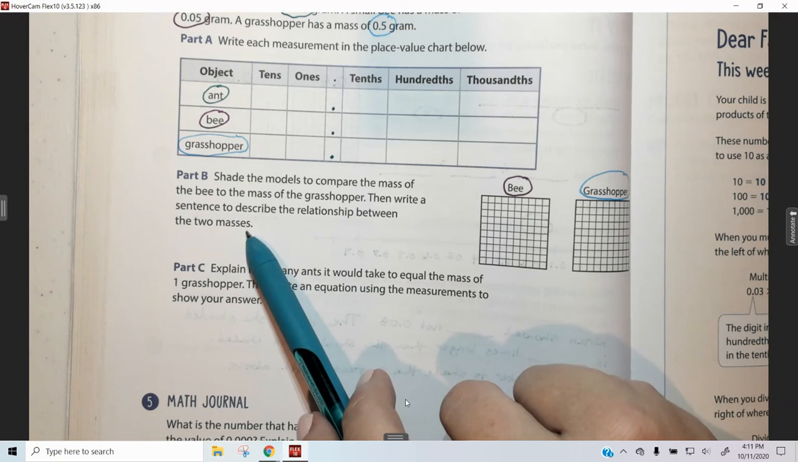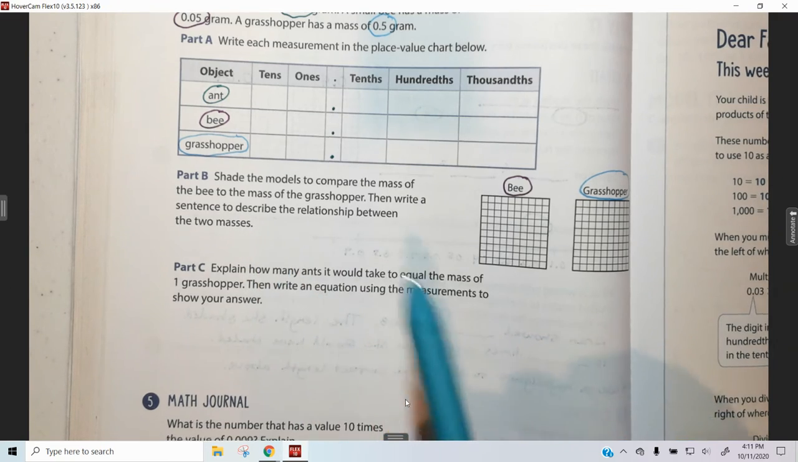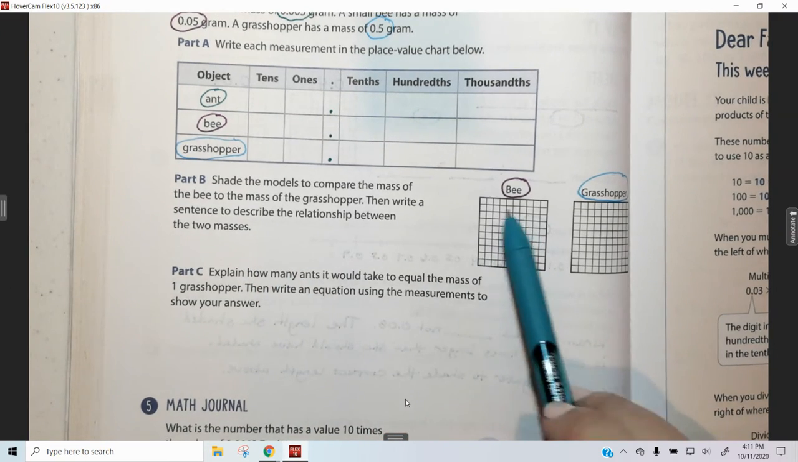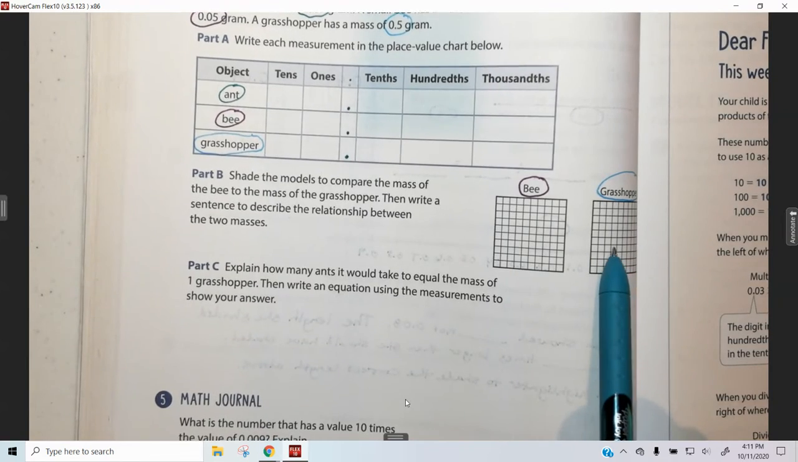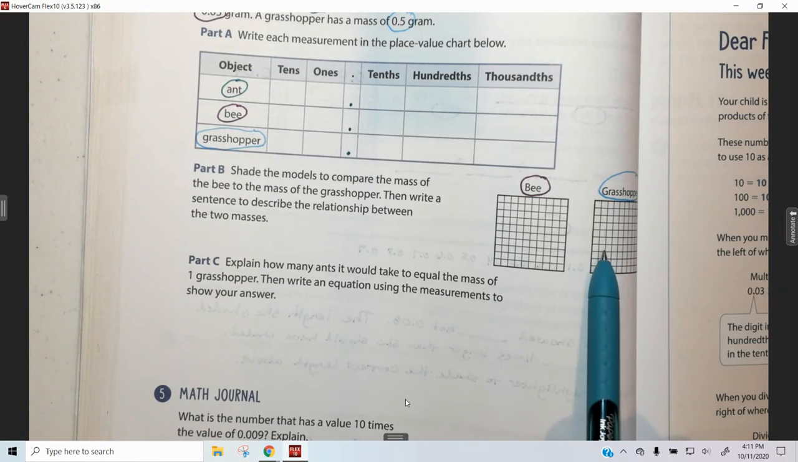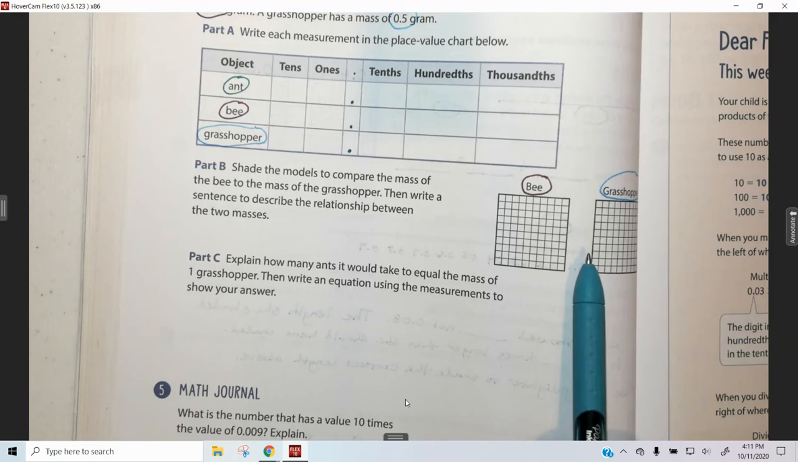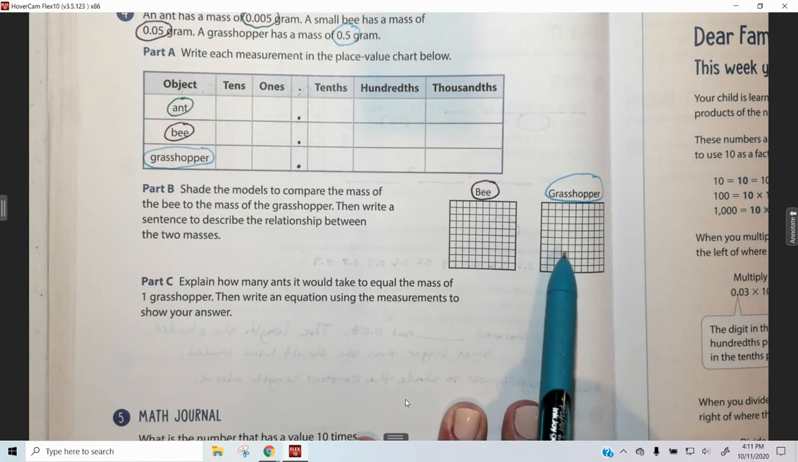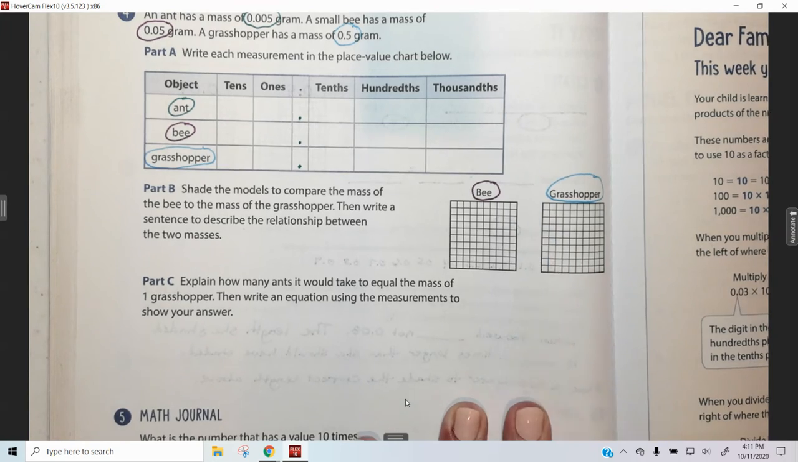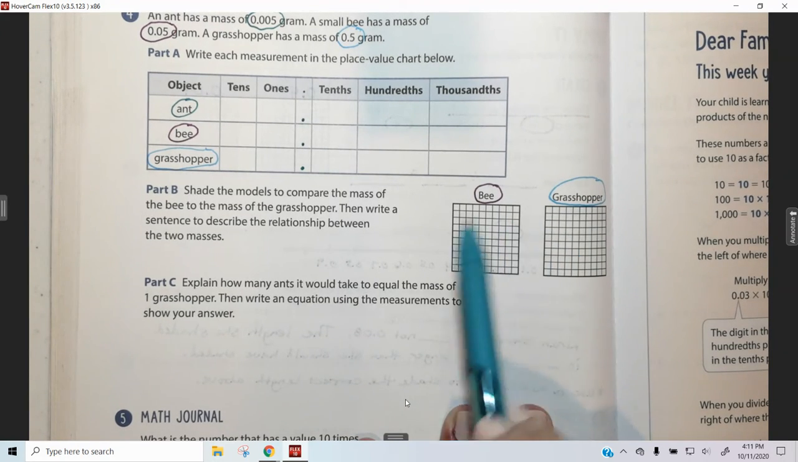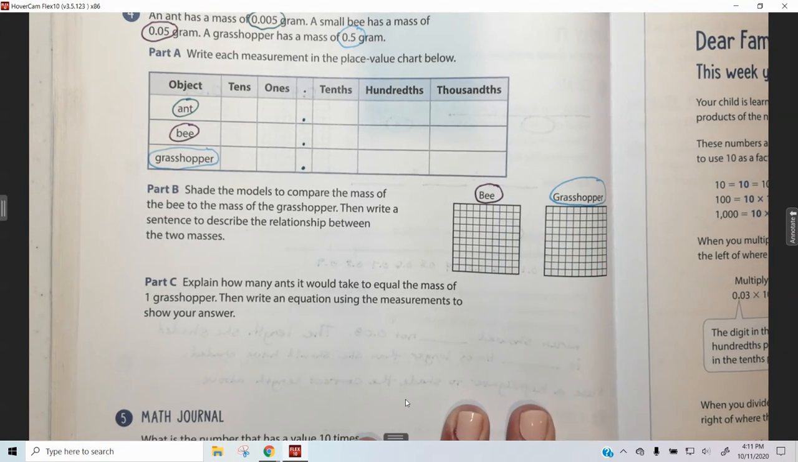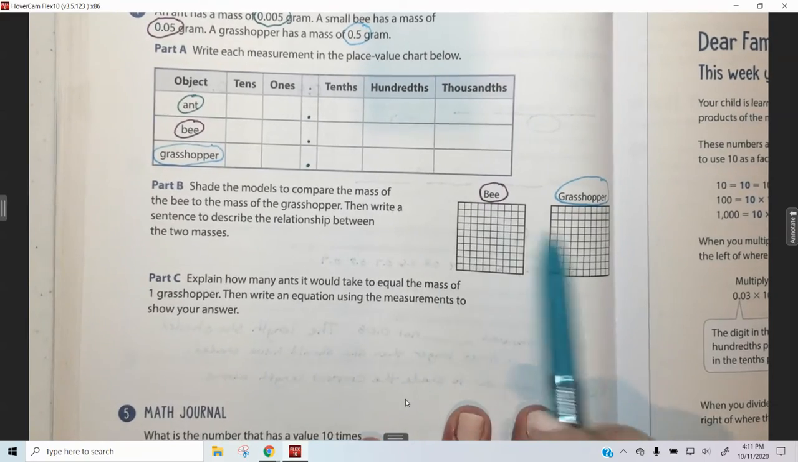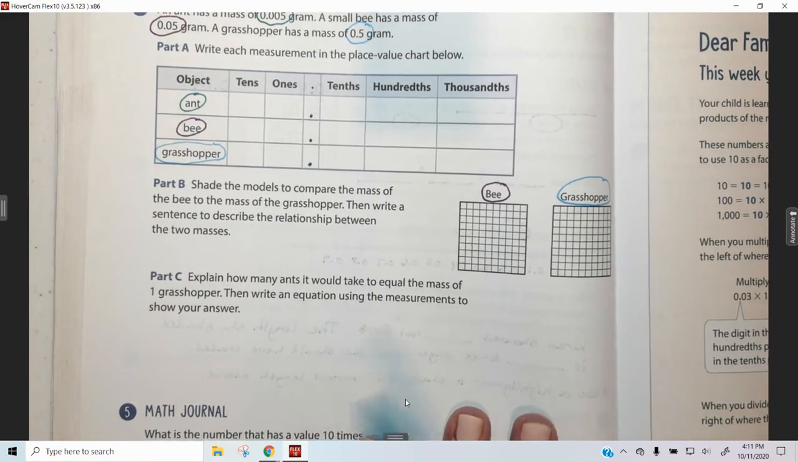Masses is a really fancy way of saying weight, okay? So shade in the bee and then shade in the grasshopper. And then write a sentence like, this bee is 1/10 the size of this grasshopper. Or this bee is 10 times greater than this grasshopper. But you won't know which it is until you shade it in.